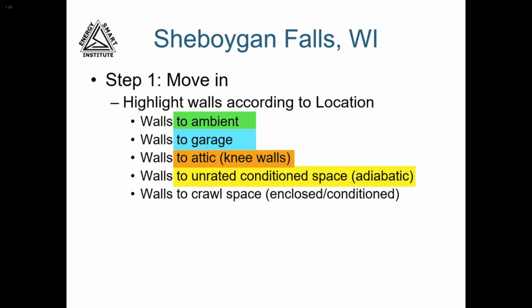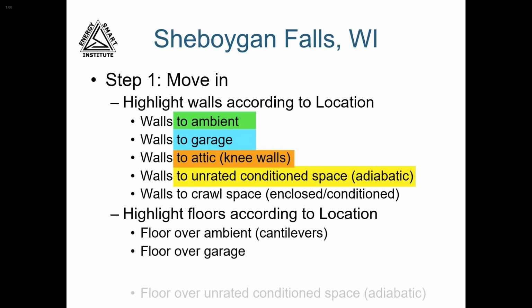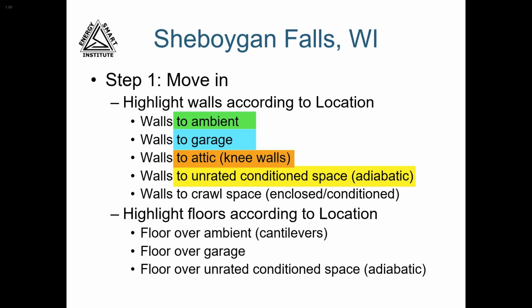Don't forget to highlight the walls on the foundation plan and all of the main levels as well. Walls to a crawl space will share the colors I just mentioned depending on their location, but open crawl spaces don't have walls, so this is only for enclosed and conditioned crawl spaces. I'll also highlight any envelope floors, so floors over unconditioned spaces such as cantilevers over ambient space or a floor over a garage, and floors over unrated conditioned space. And while we're considering the floors, I always look for and highlight any floor coverings shown in the plans.